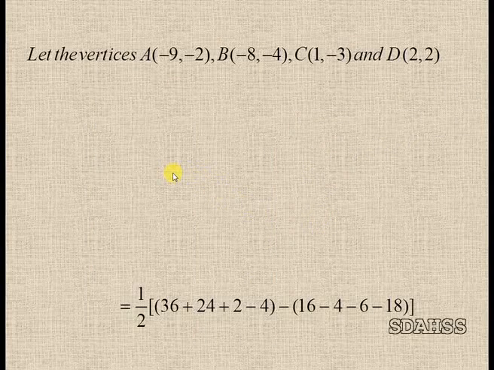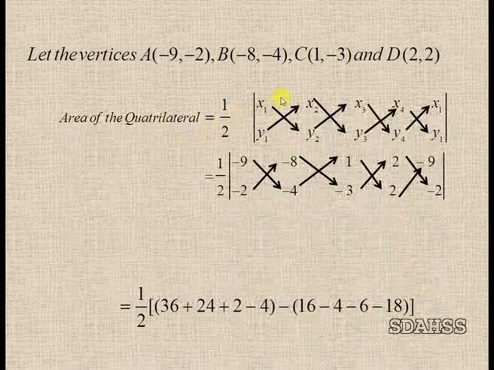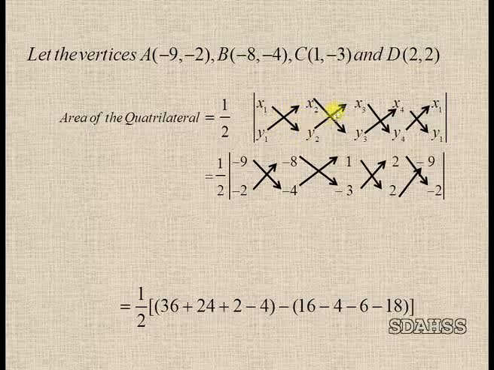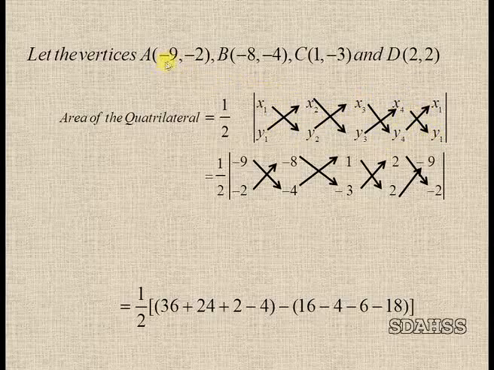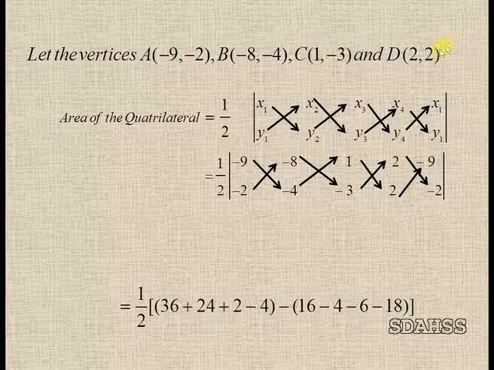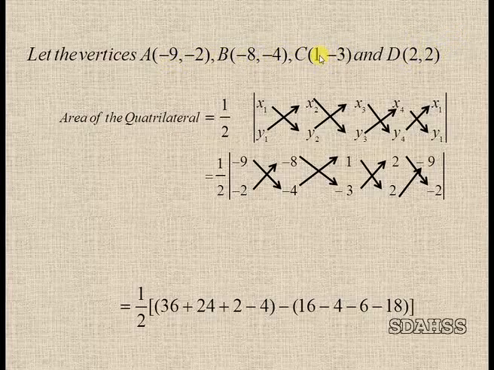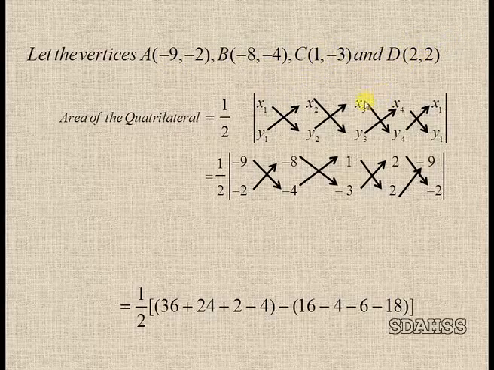Then find the area of the quadrilateral. First you have to write the formula. Area of a quadrilateral is half into x1 y1, x2 y2, x3 y3, x4 y4, x1 y1. First vertex is x1 y1. This is x1 y1, x2 y2, x3 y3, x4 y4. Just substitute the values in the formula.